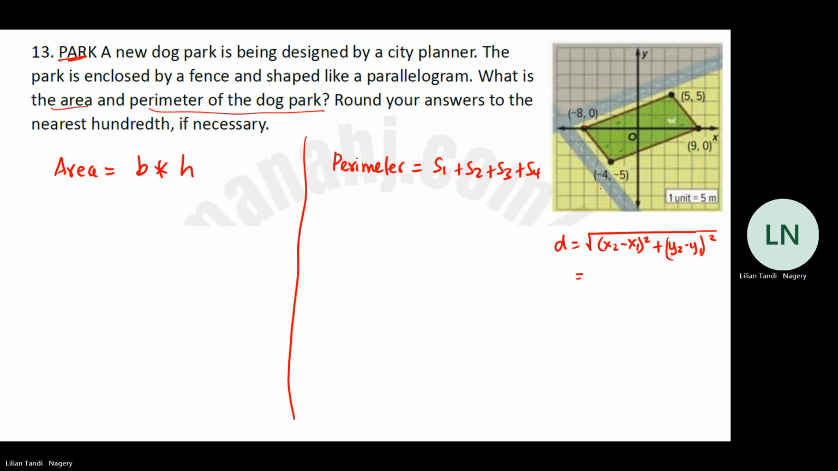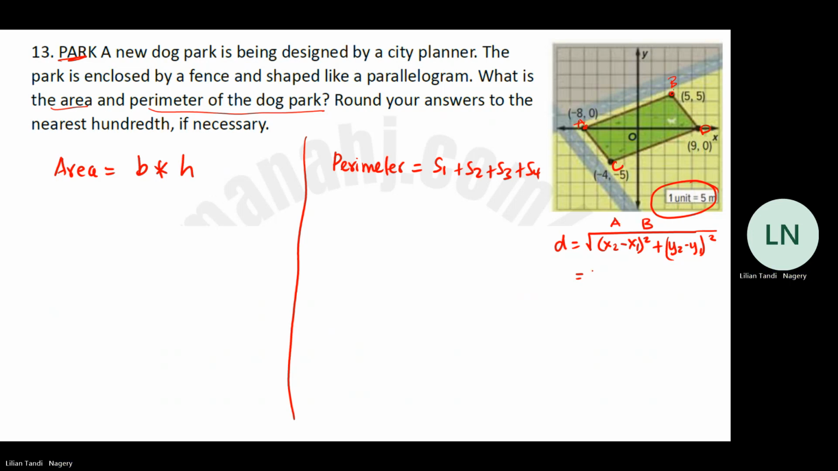Okay, so what do we do? So we want to find from here to here. Let's call that A, let's call that B, let's call that C, and let's call that D. And remember here, 1 unit is 5 meters. That's very important. So we want to do from A to B.